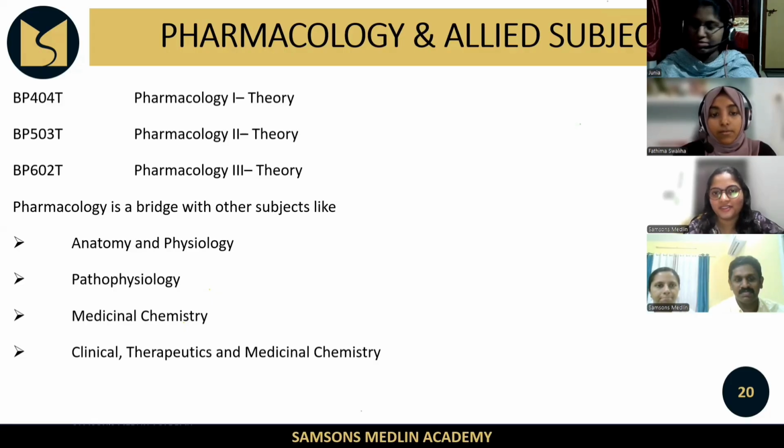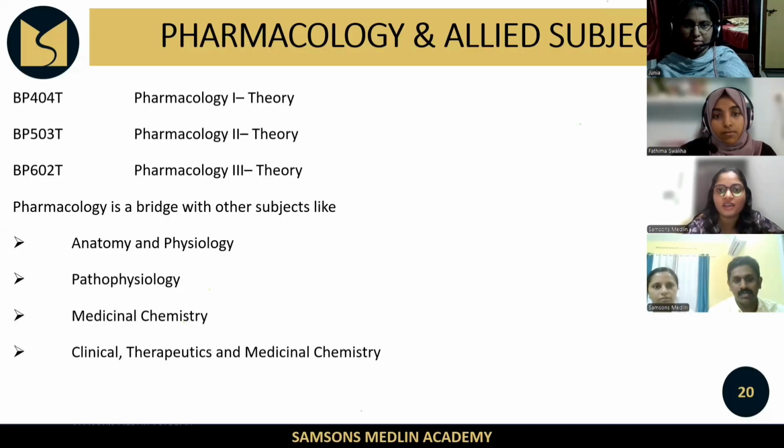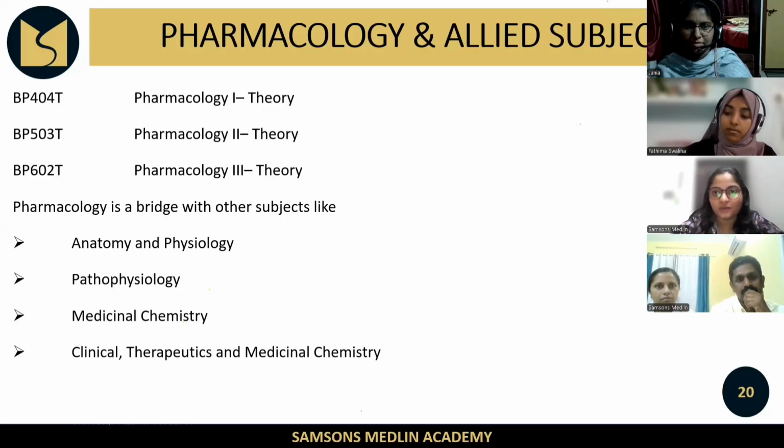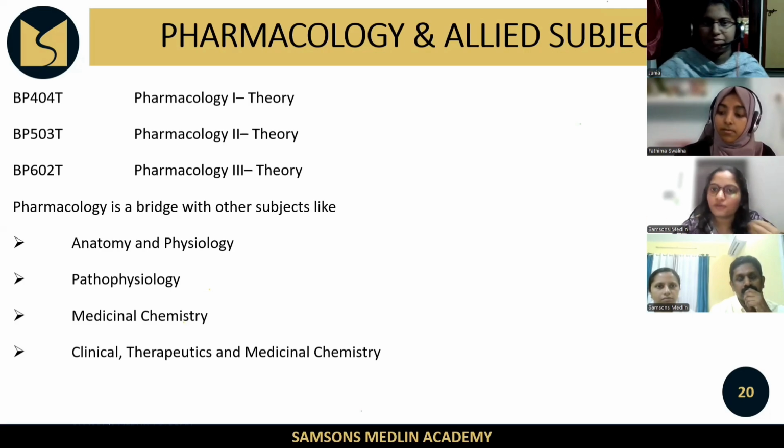Anybody? Actually, pharmacology can act as a bridge between some other disciplines. For example, you have anatomy and physiology, right? What are you studying in anatomy and physiology? The structure and functions of different organs, right? And in pharmacology, you're studying the drugs which can act on particular organs. So both of them are connected together. Then you have pathophysiology. You learn about the diseases affecting your body, and you have drugs to treat these diseases. So pathophysiology and pharmacology are connected.